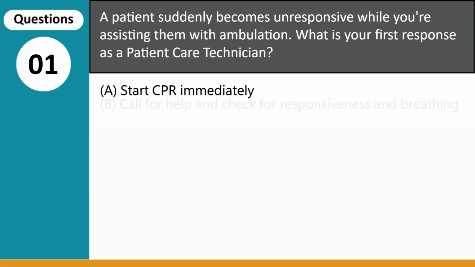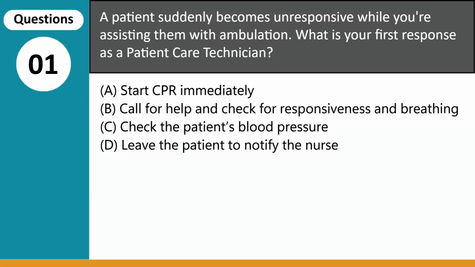A patient suddenly becomes unresponsive while you're assisting them with ambulation. What is your first response as a patient care technician? A. Start CPR immediately. B. Call for help and check for responsiveness and breathing. C. Check the patient's blood pressure. D. Leave the patient to notify the nurse.